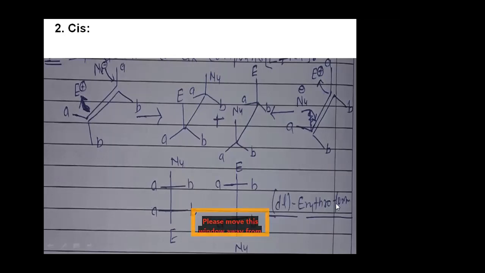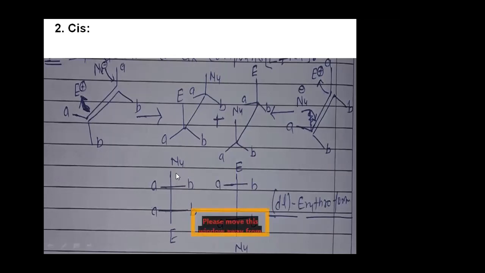They are DL erythro form, because you can see that Nu and E are not the same. If Nu and E are the same, then they give a plane of symmetry, and then the compound will be a meso type compound.